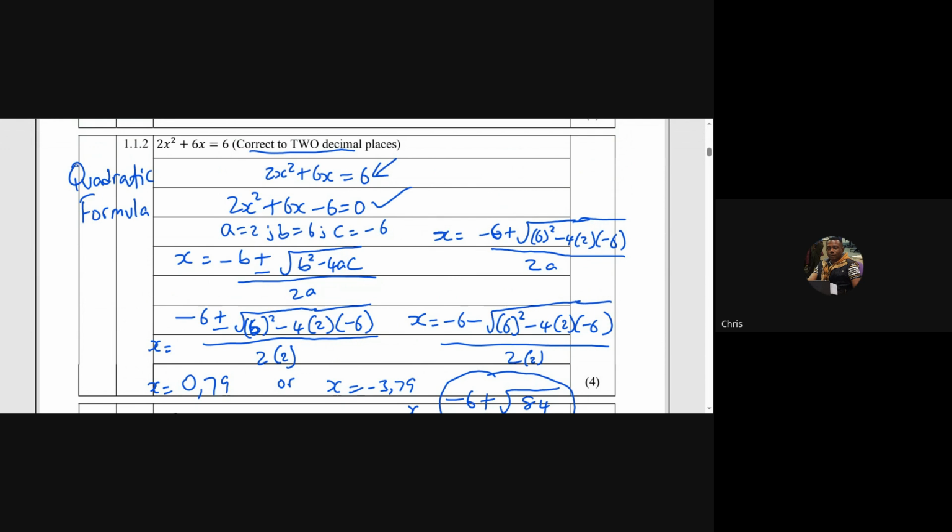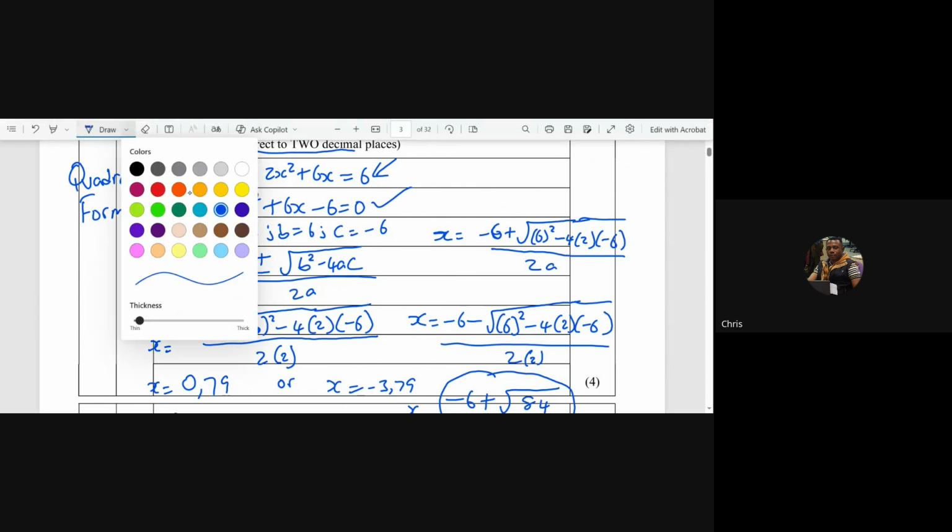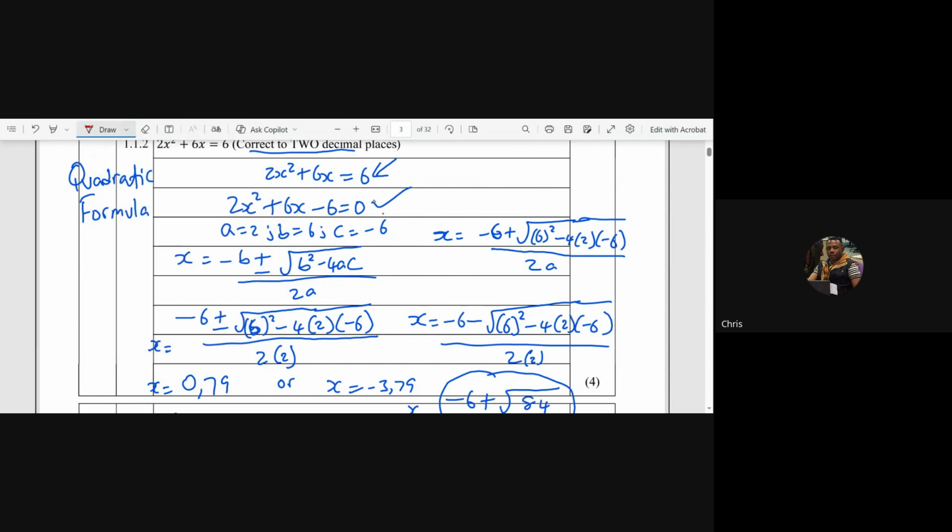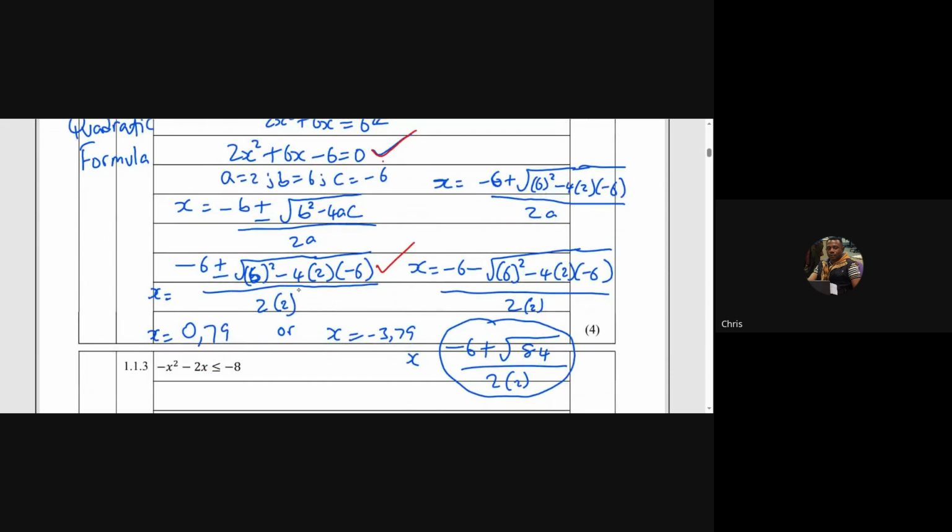Remember, you're going to get max 1 here for standard form. They will give you a mark there for standard form. Let me change the color of the pen. Here will be 1 mark. Then for correct substitution is 1 mark. Then for getting x equals to 0.79 and negative 3.79 will make the 4 marks you have here. Be careful with your signs. If you keep working on those things, I promise you, you're not going to struggle.